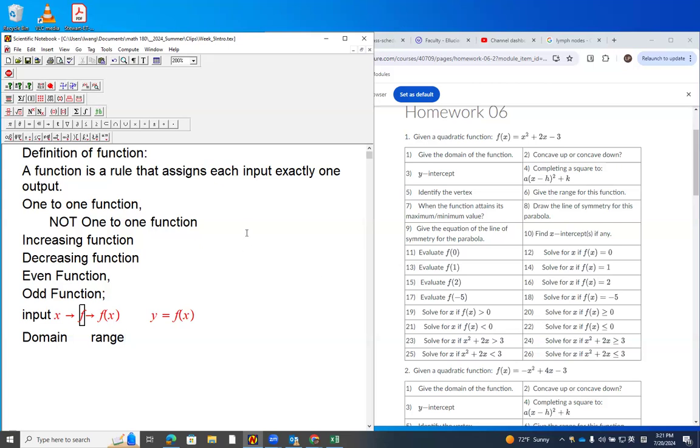Quadratic functions turn out to be one of the most frequently used academic functions in mathematics. You're going to see a lot of it. And you're also going to see many tweaks of it, okay?